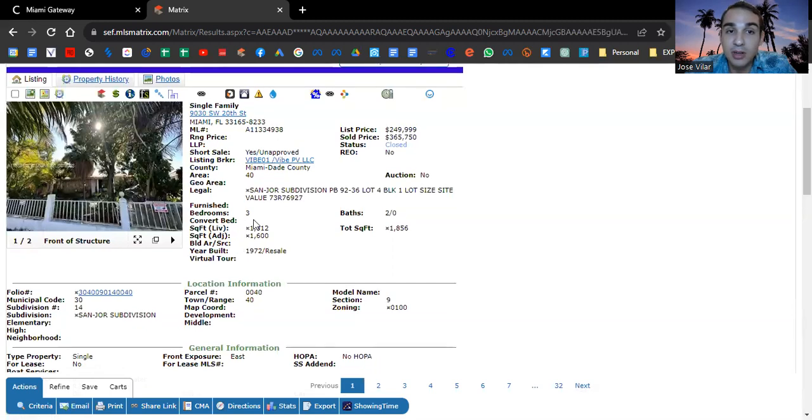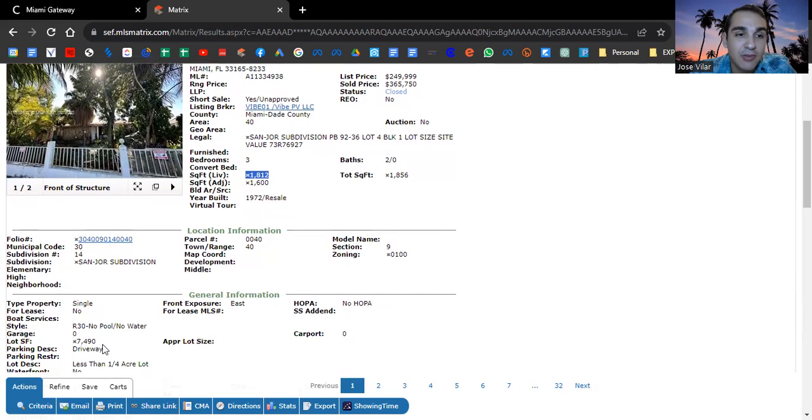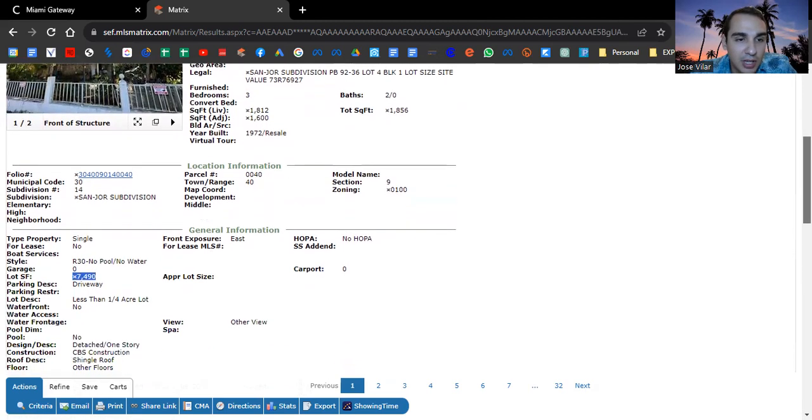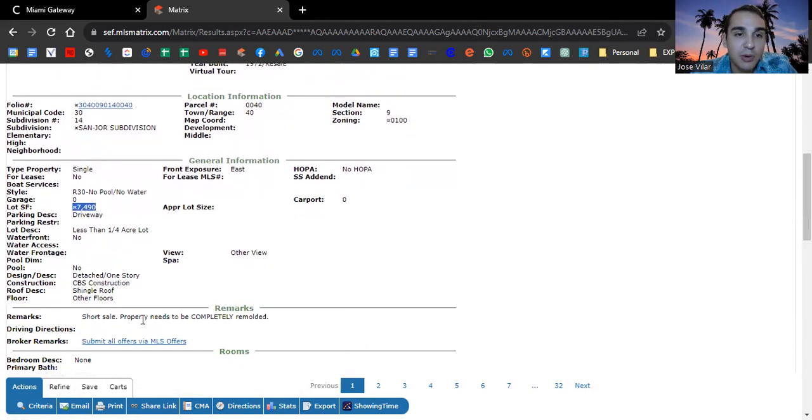So this was a 3-bedroom, 2-bath short sale home. So they were over what they owed. With 1,800 square feet and a lot. Let's see where the lot is. Sometimes they show it right up there, but this time they didn't. 7,500 square feet, which is pretty typical for our area. No association. We can see short sale properly.